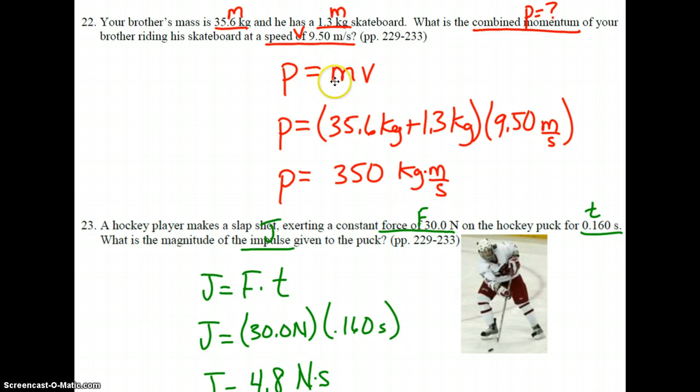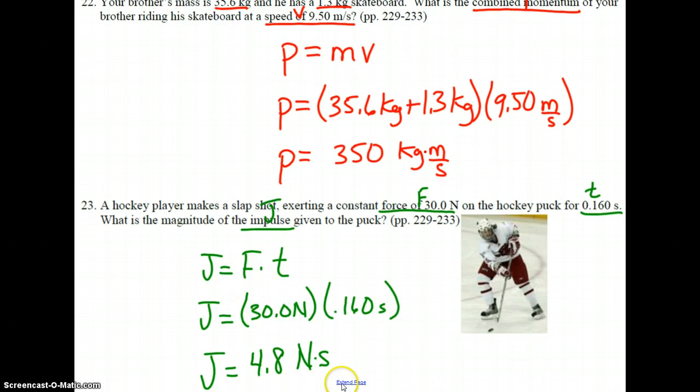Momentum is mass times velocity. They want the combined momentum, so we need to combine the mass. So 35.6 kilograms plus 1.3 kilograms, and the speed is 9.50 meters per second. Adding these two and then multiplying by 9.50 gives us a momentum of 350 kilogram meters per second. The unit of momentum is kilogram meters per second.